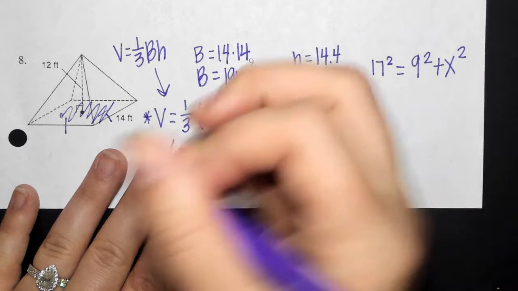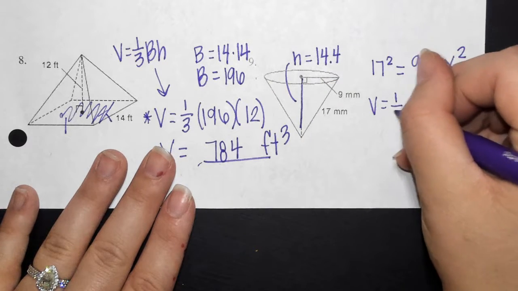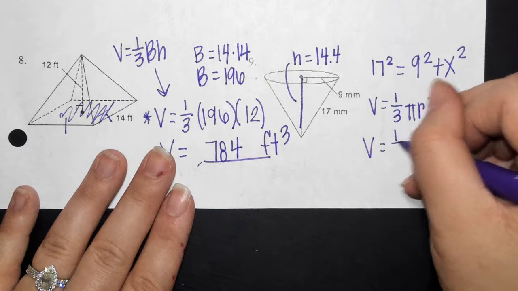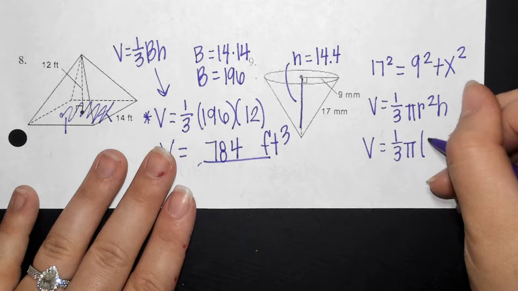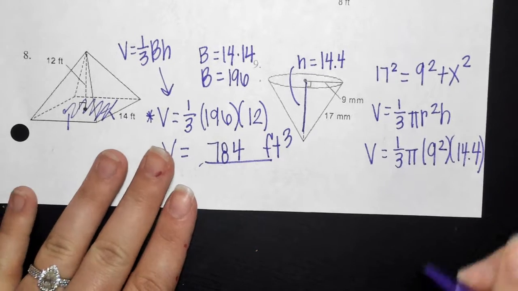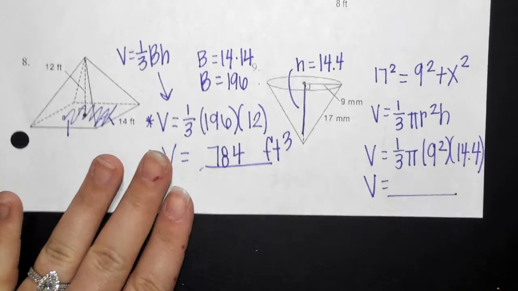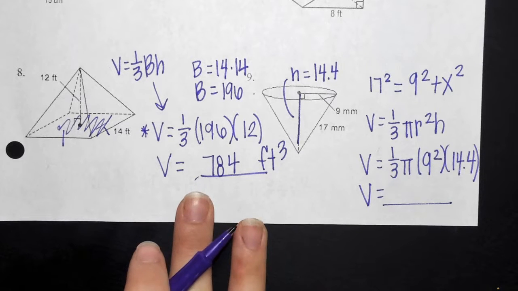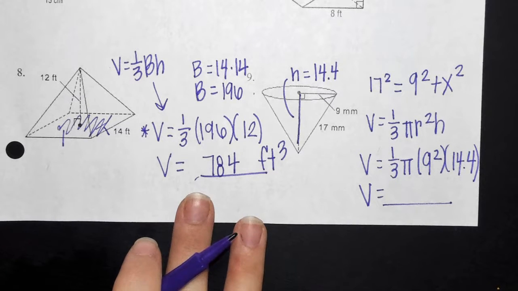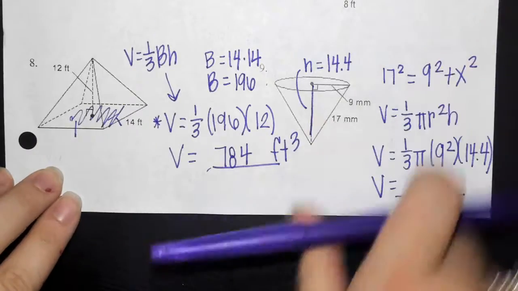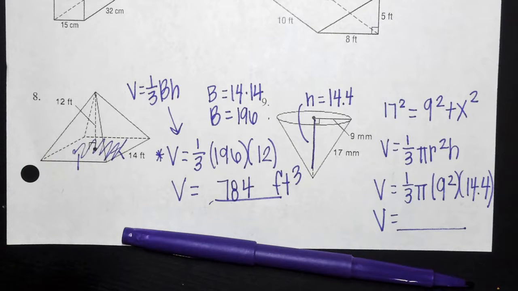And then this is a cone. So you have 1/3 pi r squared times h. So 1/3 pi, your radius is 9 squared times 14.4. Then tell me your answer. Bless you. Do you feel better about this?